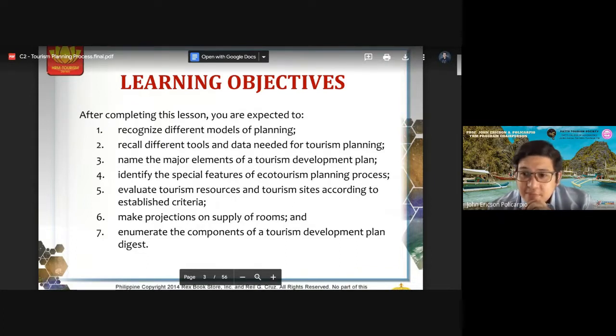There are quite a lot of them, and we have to have a good grasp of these different types of planning models. We also have to recall the different tools and data needed for tourism planning. What relevant data will we be gathering in order for us to get a certain idea of how to create our plans? And also, the different major elements of a tourism development plan.